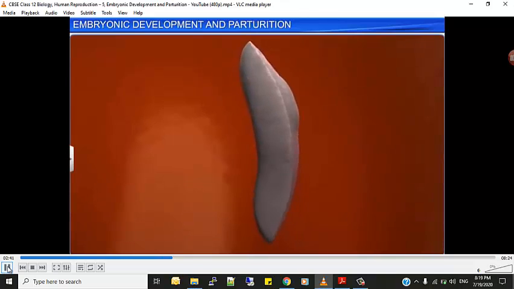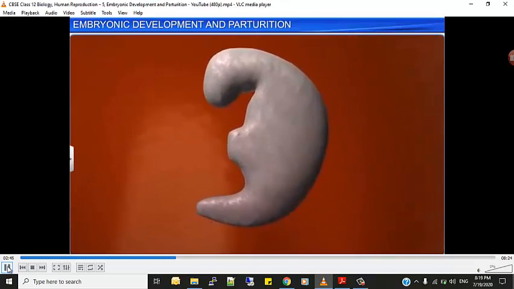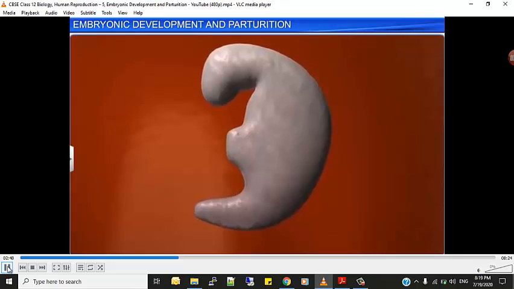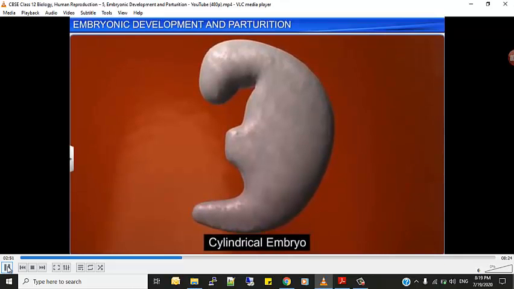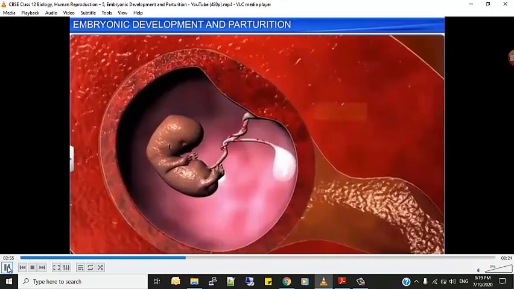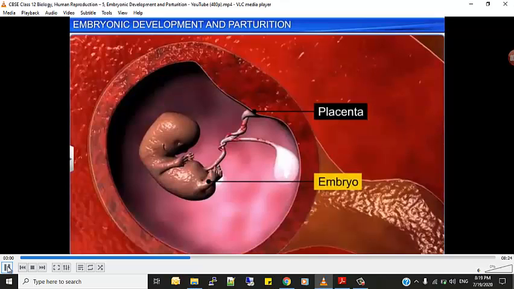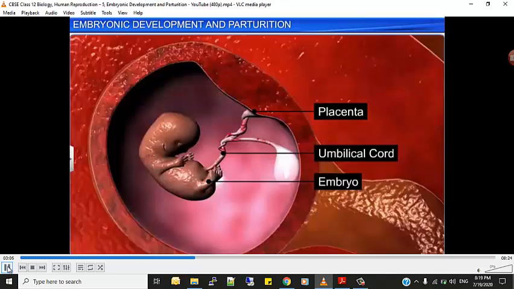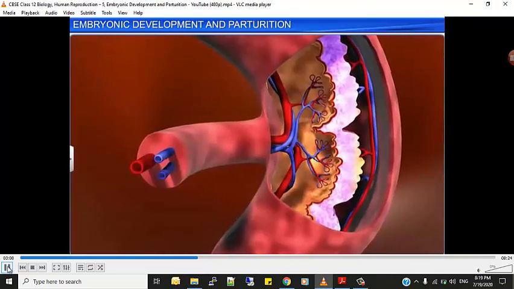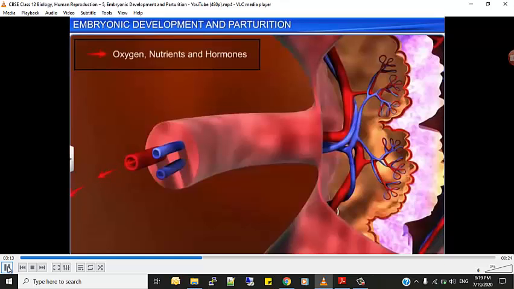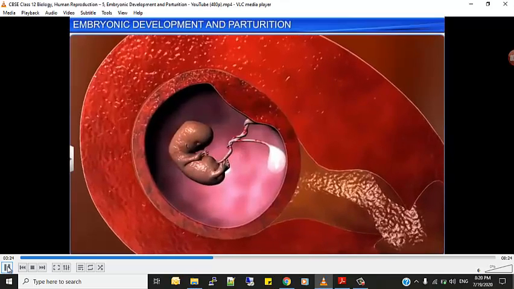As the embryonic disc grows, the cells on one side of the disc grow faster than those on the other side. This causes the disc to roll and form a cylindrical embryo. Initially, the embryo is attached to the placenta, but as it develops, it moves away from the placenta and remains connected to it by an umbilical cord. The placenta is an important structure that supplies the embryo with oxygen, nutrients and hormones, as well as carries waste products from the embryo back to the mother.